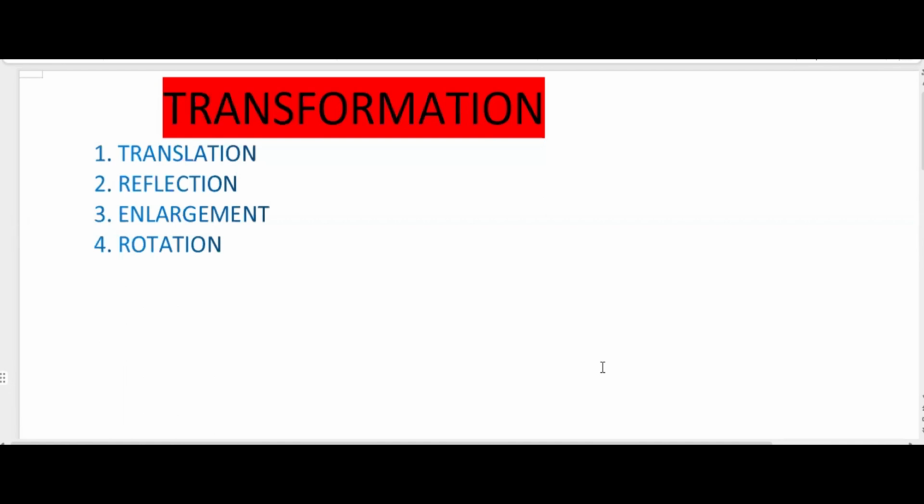And under this topic, we shall go through these four subtopics. The number one is what we call translation. Then we talk about reflection, we talk about enlargement, and we talk about rotation. Talk about shear and stretch.